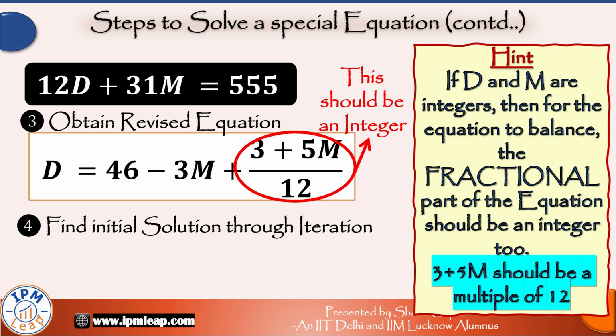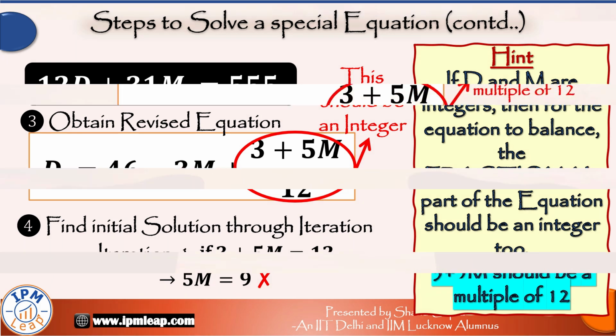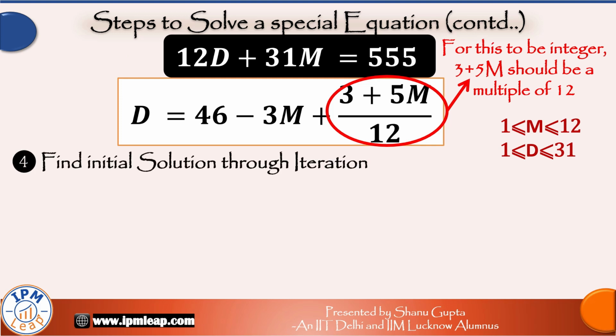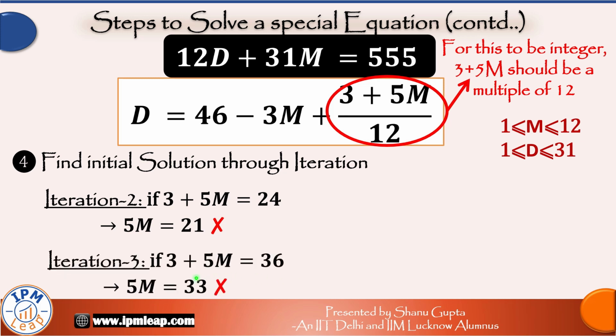So let's start the iterations. If 3 + 5m = 12, which is the first multiple of 12, we get m = 9/5. Not acceptable because m should be an integer. If 3 + 5m = 24, which is the second multiple of 12, we get m = 21/5. Not acceptable again. If 3 + 5m = 36, which is the third multiple of 12, we get m = 33/5. Not acceptable. Don't forget, m should be an integer.